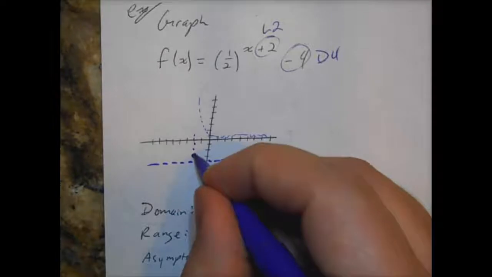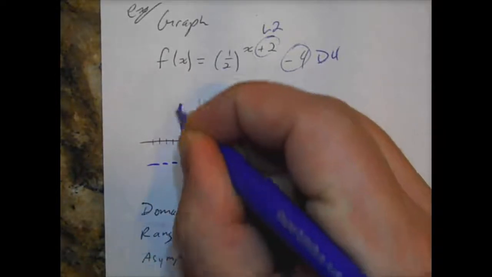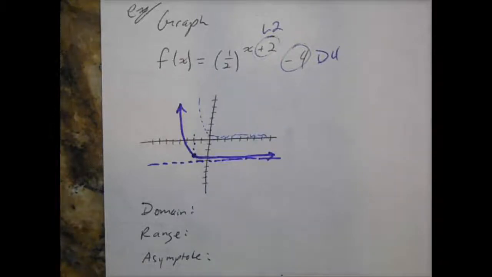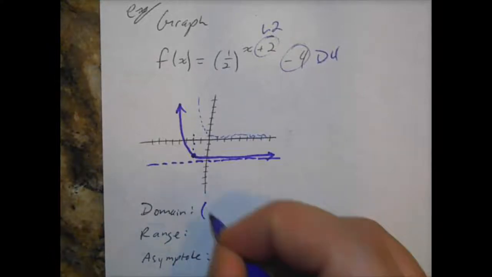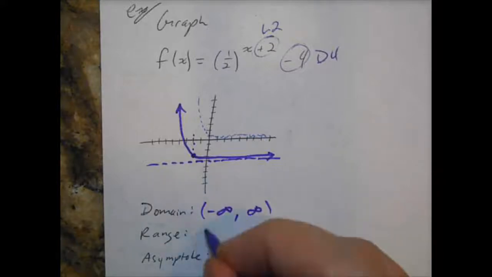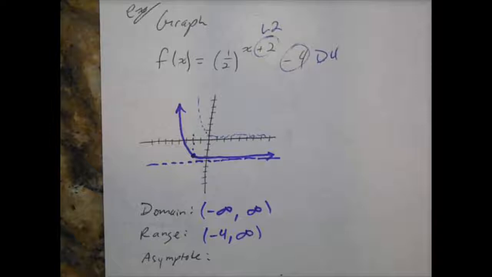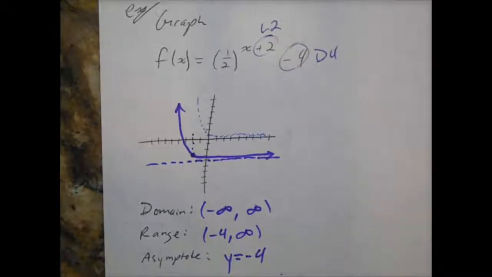I don't have any negatives or anything like that, so it's still a decay, and there would be our exponential function. As long as I see that point, the asymptote, and whether it's a growth or decay, that's all I'm really looking for on these things. Domain is still negative infinity to infinity. Now range, since it went down 4, is all the way from -4 to infinity. And the asymptote, again, since it moved down 4, is now at y equals -4.